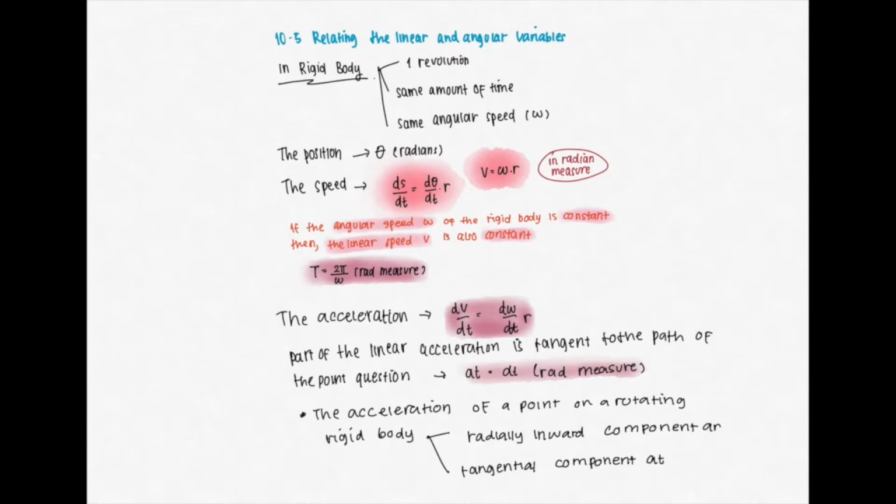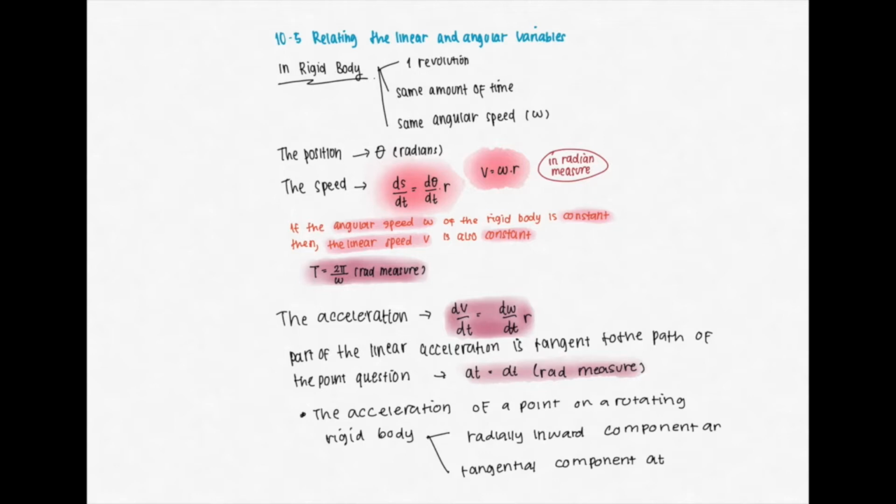And the second one is the speed. Obtained by differentiating the position equation, we can write it as ds over dt equals d theta over dt times r, or we can write it as v equals omega times r. The angular speed omega must be expressed in radian measure. The linear velocity is always tangent to the circular path of the point.